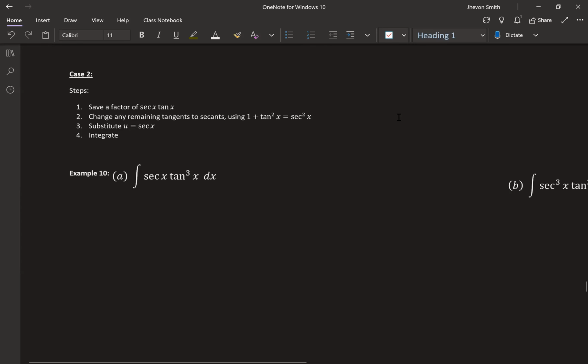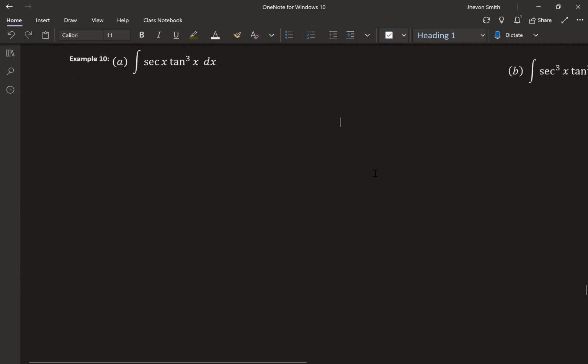What you'll realize is that that would leave you with an even power of tangent left over. So you can change all of the tangents to secants using the Pythagorean identity, then doing a u equals secant. Once you do a u equals secant, your du is going to be secant x tangent x, which is the factor that you saved in step one.